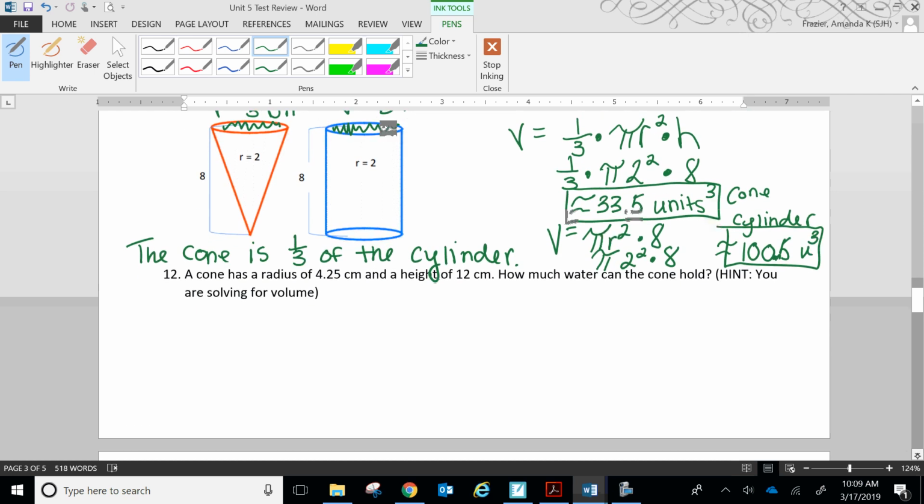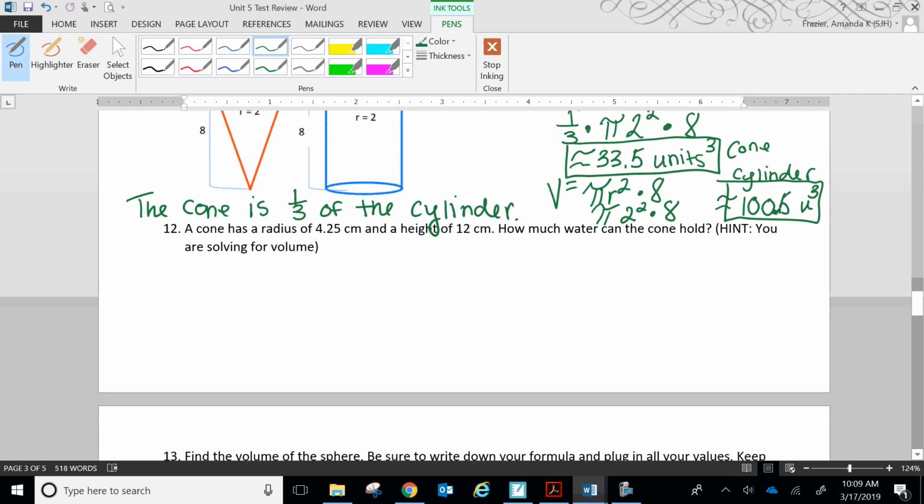A cone has a radius of 4.25 and a height of 12 centimeters. How much water can the cone hold? Hint, you are solving for volume because we're talking about how much it can hold. So drawing my cone, I know it has a radius of 4.25 and a height of 12.